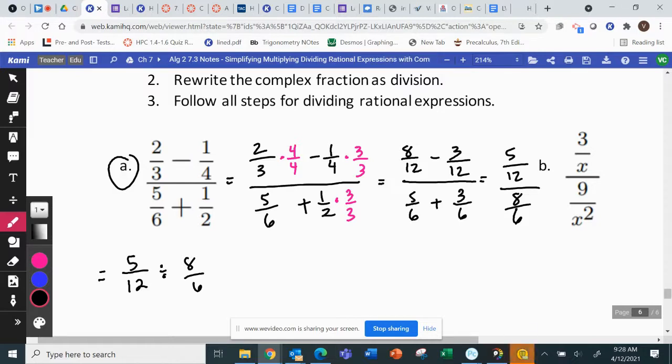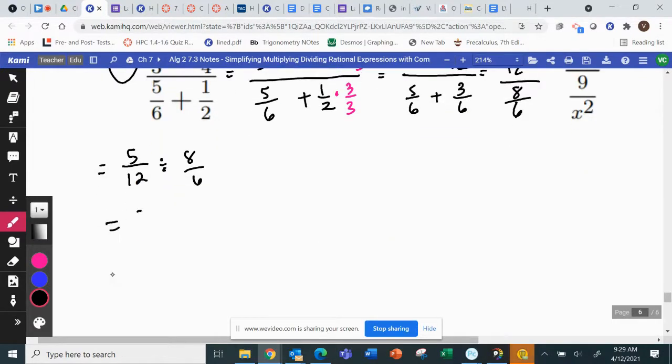So for domain restrictions for this question, there's no variables. So I don't even need to worry about domain restrictions because there's no variables. These are just numbers. So right now I have it as division. What do I do next? Flip it and multiply. We're going to multiply by the reciprocal. That is our next step. So I will have 5/12 multiplied by 6/8. We can go straight across.